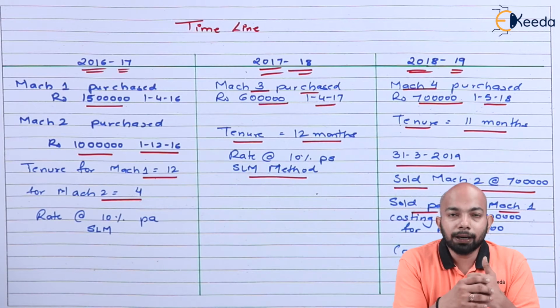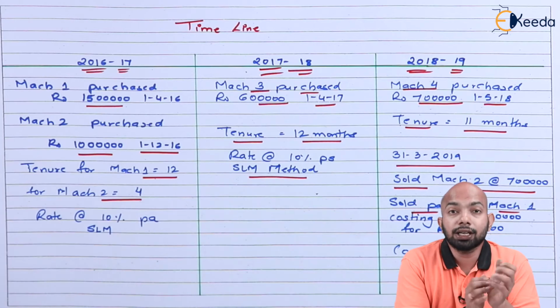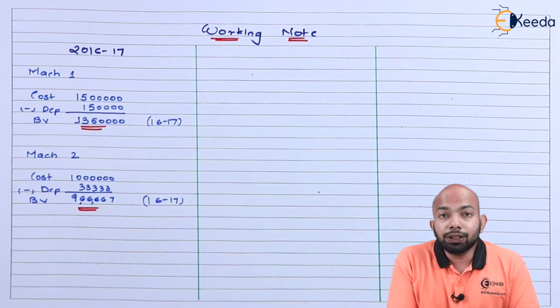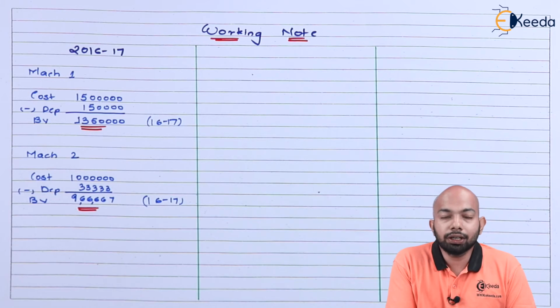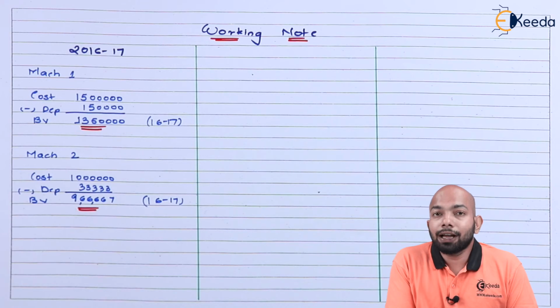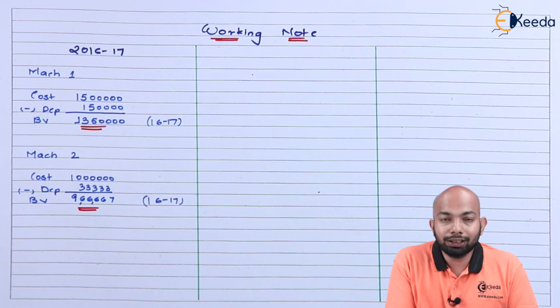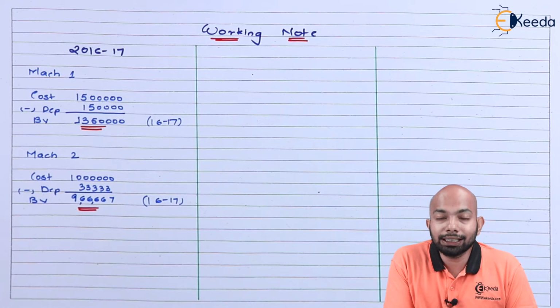Let's go ahead with the working part, or rather the calculation of depreciation in each of these financial years. We've done the calculation for the year 2016-17, whereby we had two machines in question. Machine 1 was costing rupees 15 lakhs, and we have calculated the depreciation on it. That means we have got one total here, 13,50,000, as mentioned in the illustration problem solving sheet.